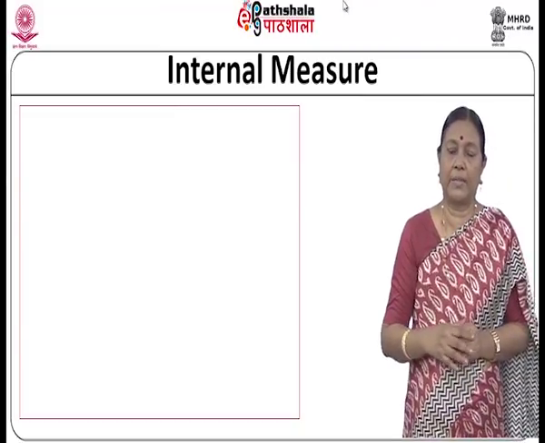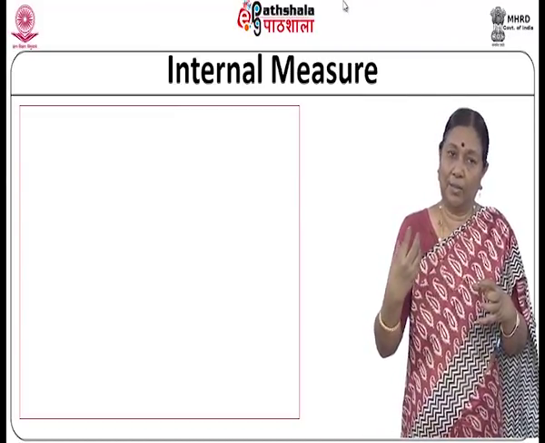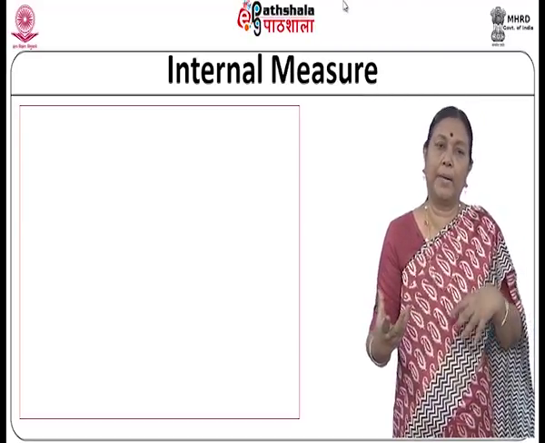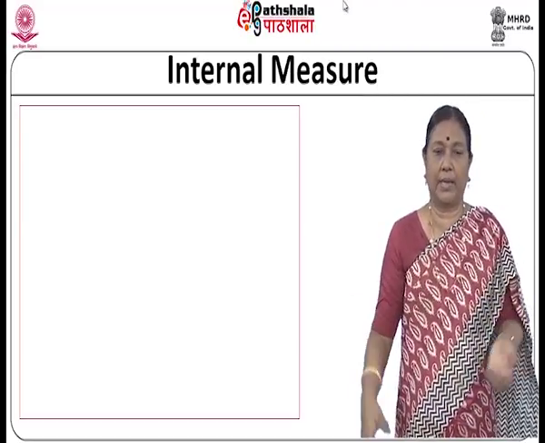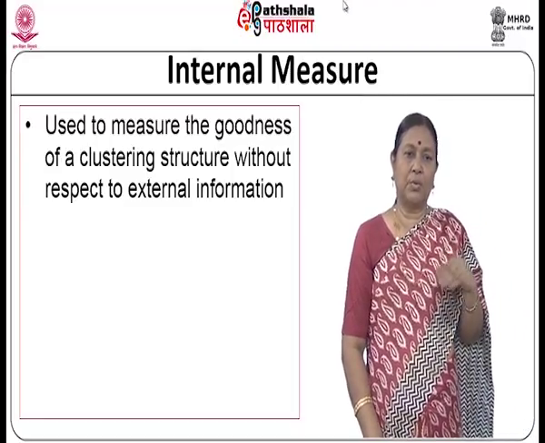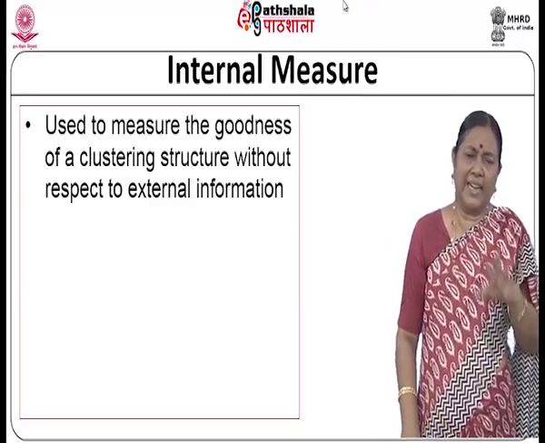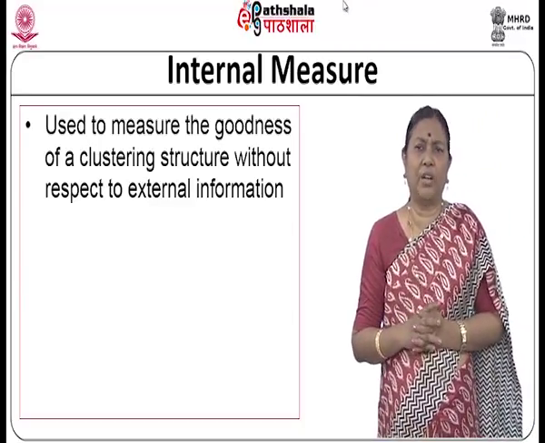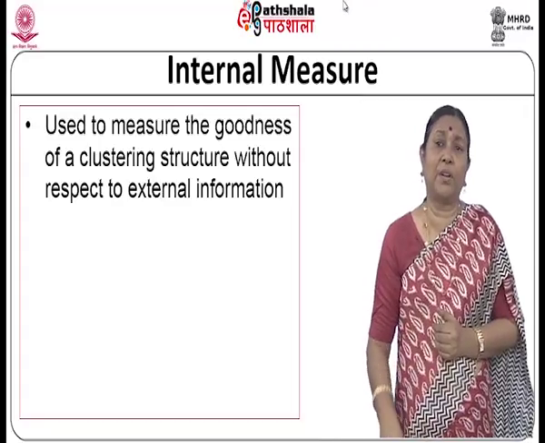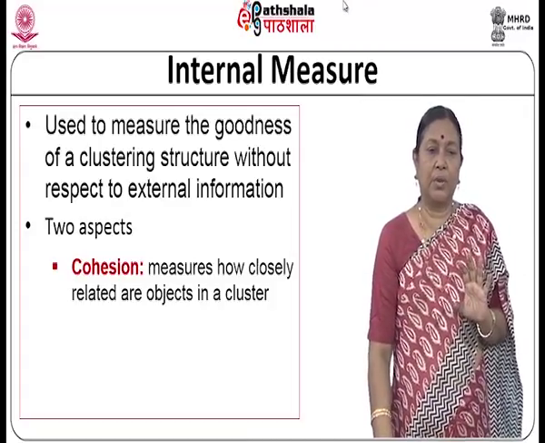Now, let us look at internal measures. Till now what we looked at was external measures. So, that was where the classes were available for the gold standard data, and we had a set of clusters, and we were looking at them. Now, we look at internal measures. These are used to measure the goodness of clustering without respect to external information, because having this gold set is not very common, especially when we are talking about an unlabeled data set. So, there are two aspects.